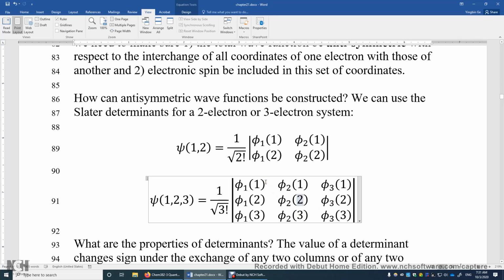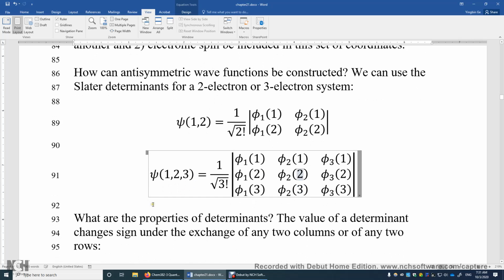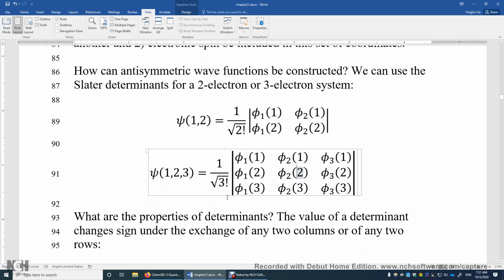Well, if you're not familiar with the expansion of a determinant, you probably want to review the basics of linear algebra. Now, what are the properties of this determinant? Very simple. If you exchange two rows or two columns, the sign of the determinant will change. So that's really nice. If you want to exchange two electrons, let's say electrons 1 and 2, you simply need to exchange these two rows. And it's the intrinsic property of the determinant that if you exchange two rows, the sign will change.